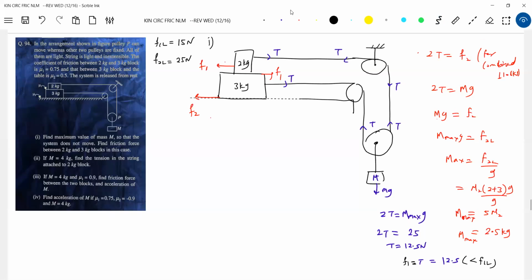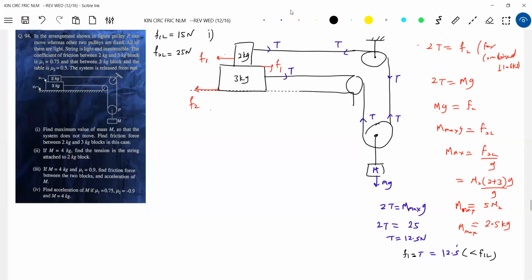Okay, now come forward. If M equal to 4 kg, how much is the maximum permitted value for equilibrium, for no slipping? Find the maximum value of M so that the system does not move. That's what we discussed here. Now instead of 2.5 kg, I'll make it 4 kg. Find the tension in the string attached to the 2 kg block. Second part of the problem: will they move together, or will it still be at rest? I think either case can happen.